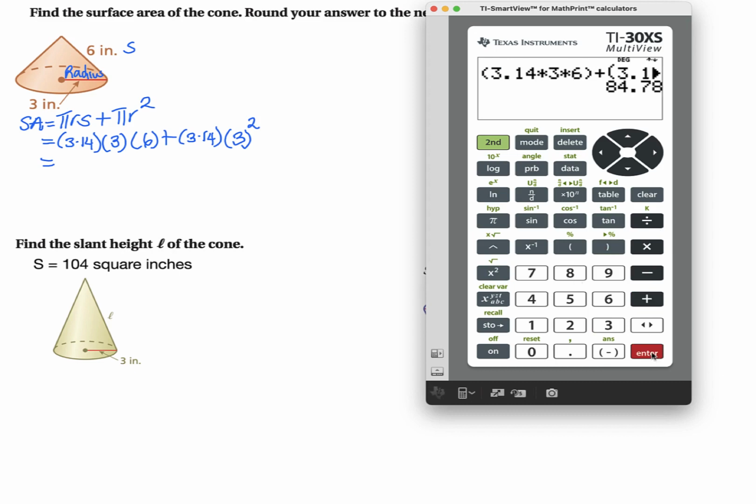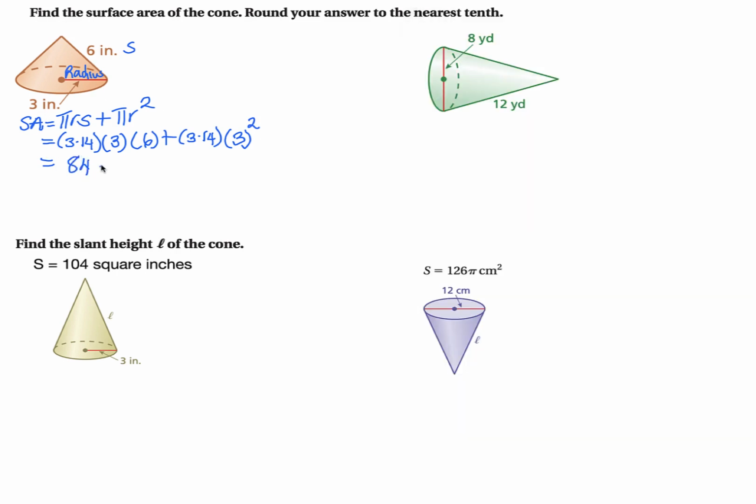I get a value of 84.78, and that would be square inches. But because they said round to the nearest tenth, the 7 is in the tenths position, the digit to the right is an 8, which means that this 7 is going to increase by 1. So your answer is 84.8 square inches.